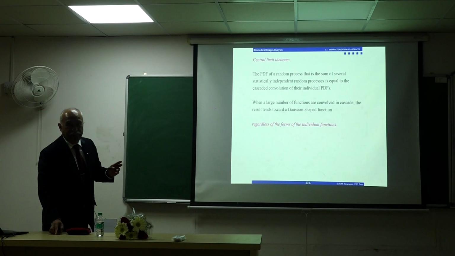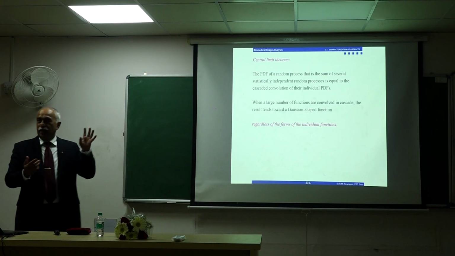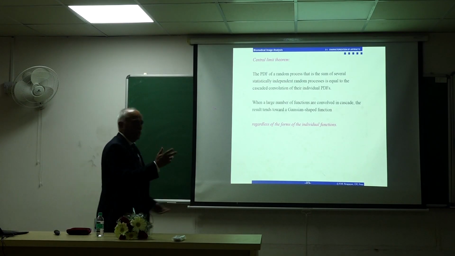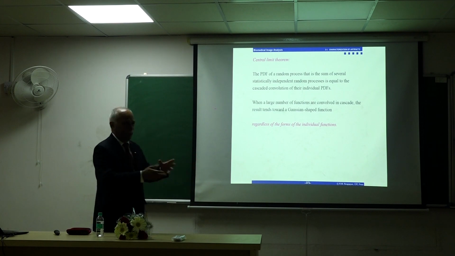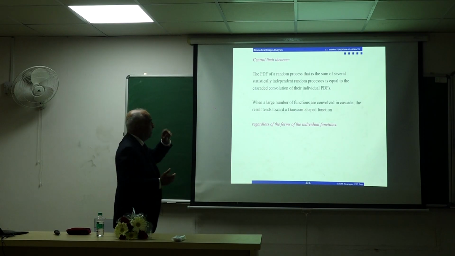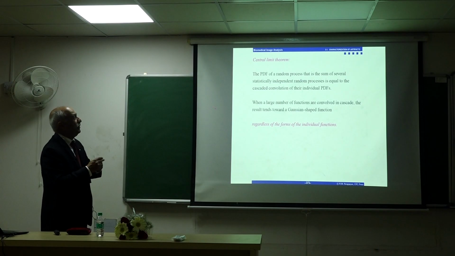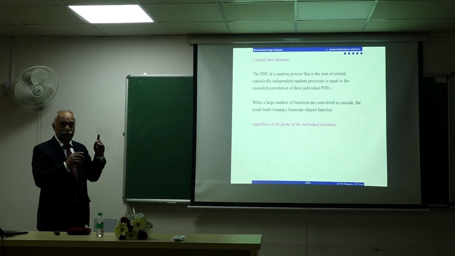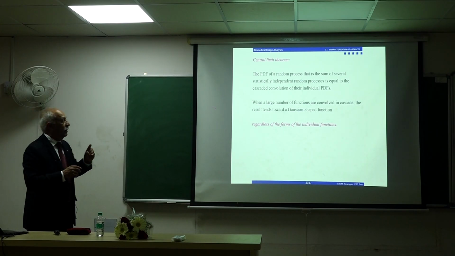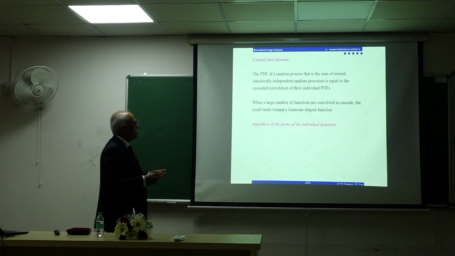There is a central limit theorem that is important, related to the occurrence of Gaussian PDFs and the assumption of Gaussian PDFs. It is common to assume, when you don't have adequate information, well, we'll take it to be Gaussian. Why is it important? Because the PDF of a random process that is the sum of several statistically independent random processes is equal to the convolution of all the individual PDFs. This is from the book by Papoulis, Random Variables and Stochastic Processes, if you have seen it.